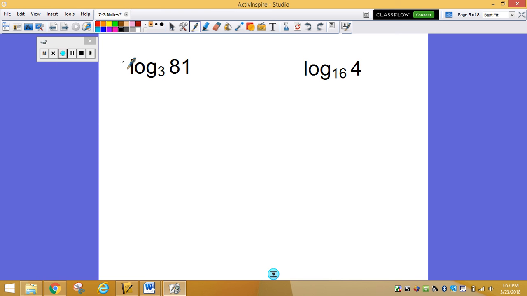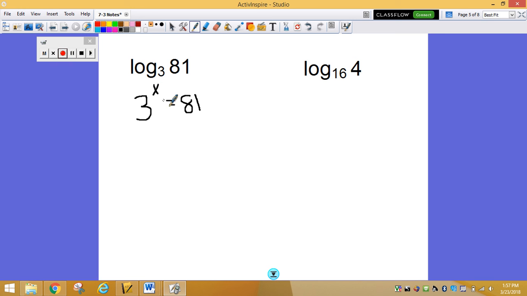The next part really isn't too bad either. It says to solve these. Okay, evaluate each expression. So here's how we're going to do it. Again, your base becomes your whole number. So we want to figure out 3 to what exponent will give you 81. 3, because that's your base.